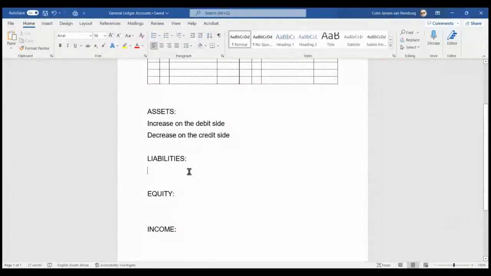Now let's look at liabilities. We now know what the accounting equation looks like. We've discussed that briefly last week. So it means that assets equals your liabilities plus your equity, or you can say equity equals your assets less your liabilities. Right, so now when it comes to liabilities, ladies and gentlemen, on which side of your ledger account would liabilities increase? Debit or credit side?